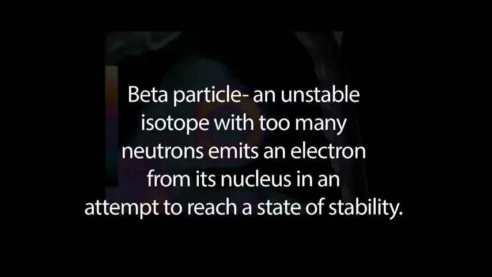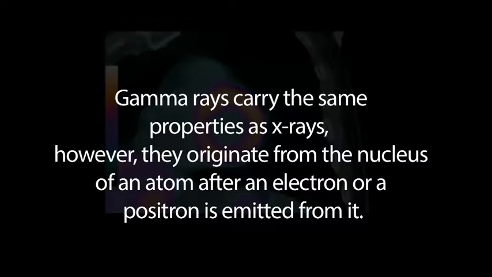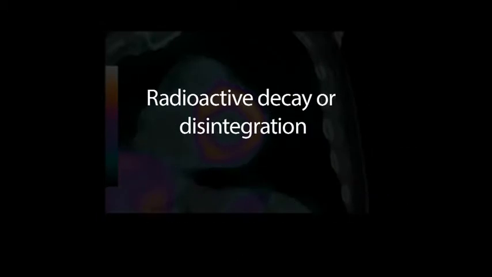Nuclear medicine uses beta particles and gamma rays rather than X-rays. A beta particle is created when an unstable isotope with too many neutrons emits an electron from its nucleus in an attempt to reach a state of stability. Gamma rays carry the same properties as X-rays, including ionization. However, they originate from the nucleus of an atom after an electron or a positron is emitted from it. The creation of both gamma rays and beta particles is considered radioactive decay or disintegration.